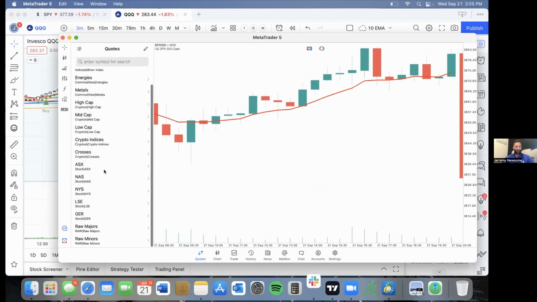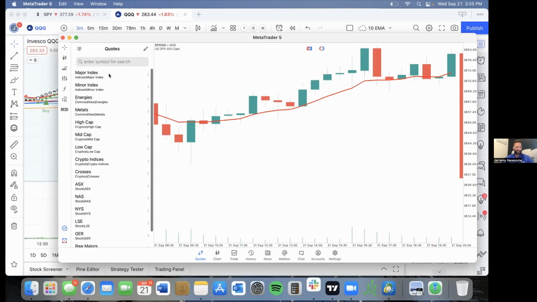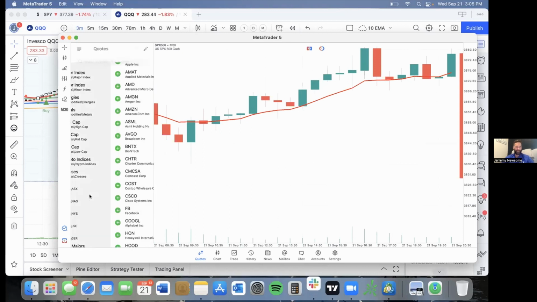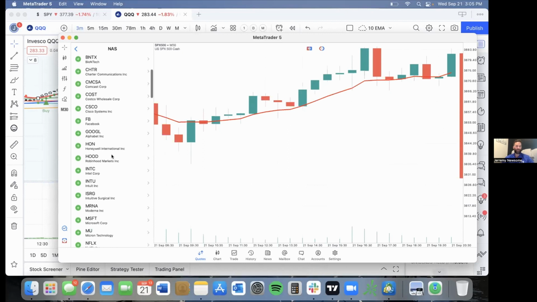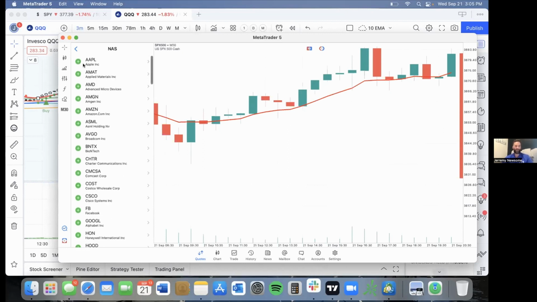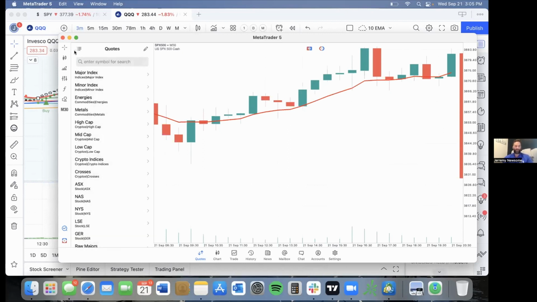Where would that be under, Jeremy? Right there, where it says NAS, stock NAS. We'll do Apple for right now. Cool. Apple and the Qs move the exact same today.